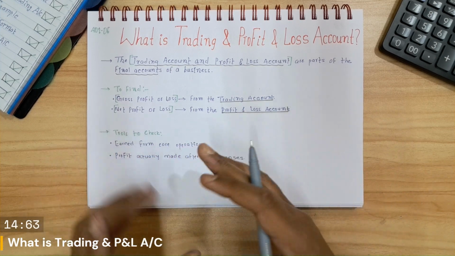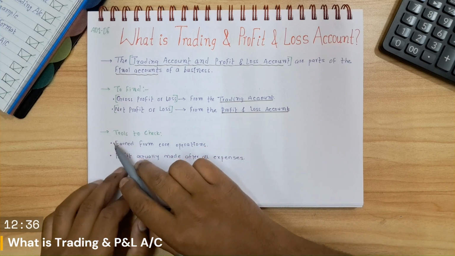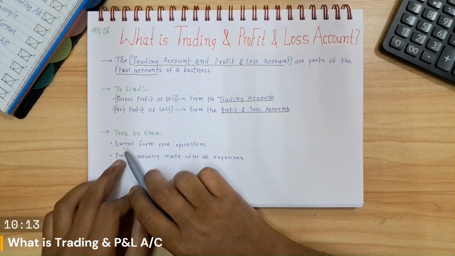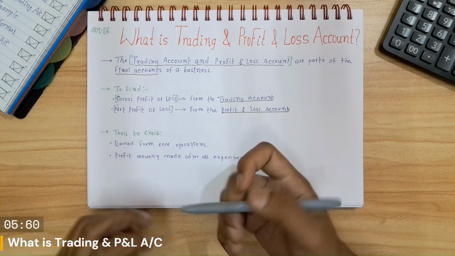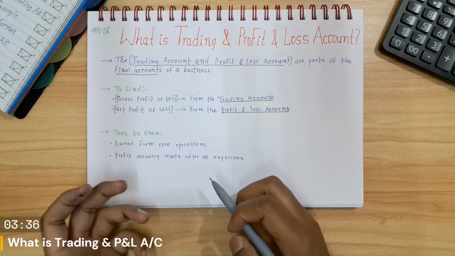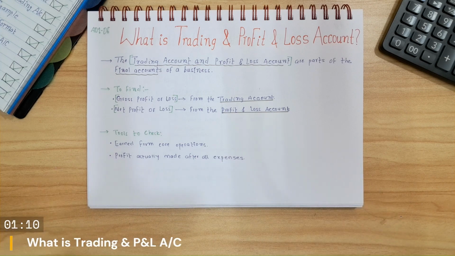Think of them as tools to check how much you earned from the core operations and how much profit you actually made after all expenses.